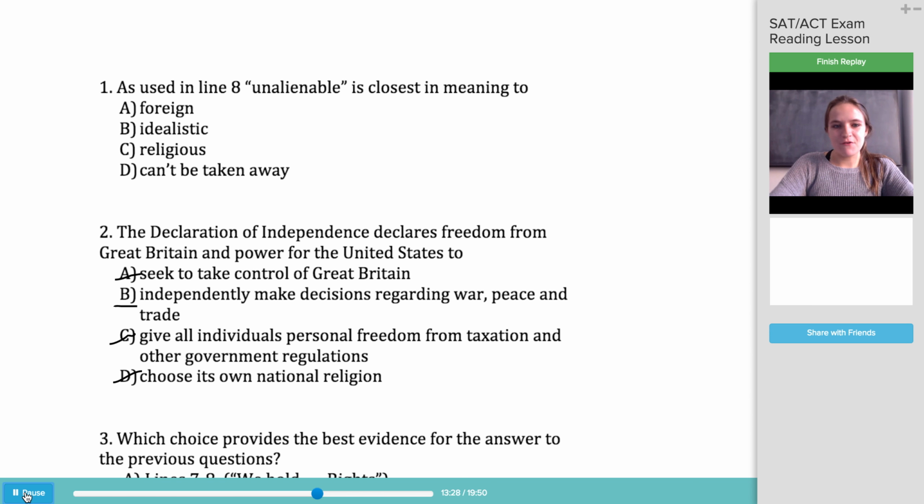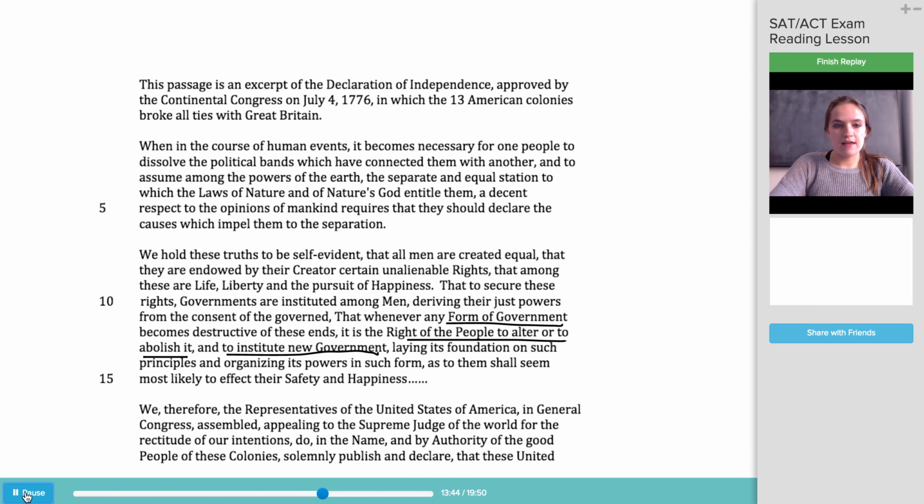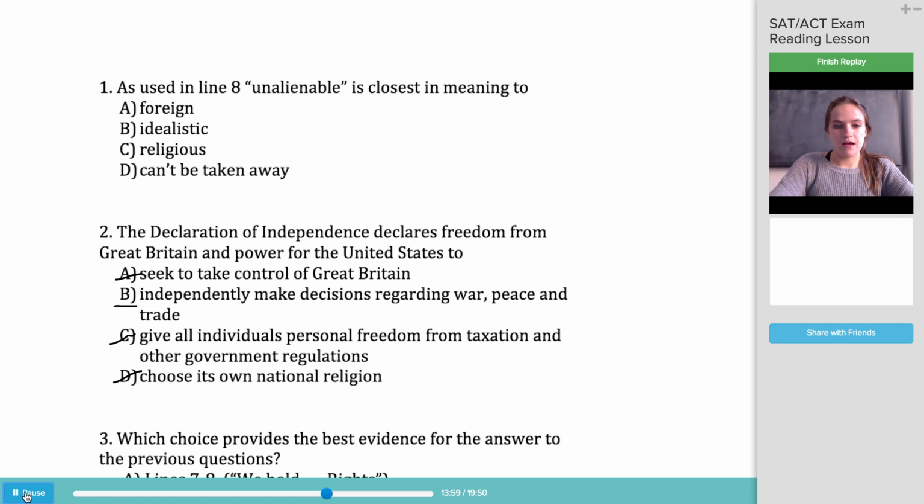Okay, question 4. As used in line 21, absolved from all allegiance is closest in meaning to what? This is very similar to question 1. We have another definition, vocab in context question. Again, line 21. So let's go to the passage, just review for a second that line. Colonies are absolved from all allegiance to the British Crown, and a political connection should be dissolved. Okay, so I'll give you a second to review the question and the answers given here and make your best choice.